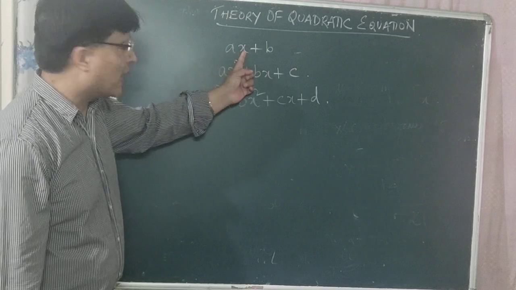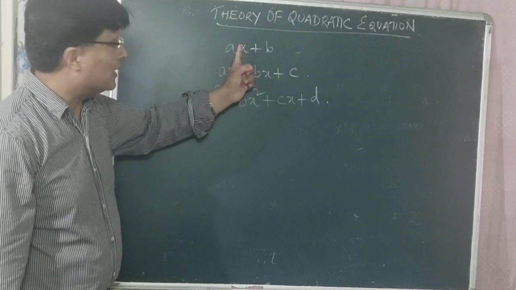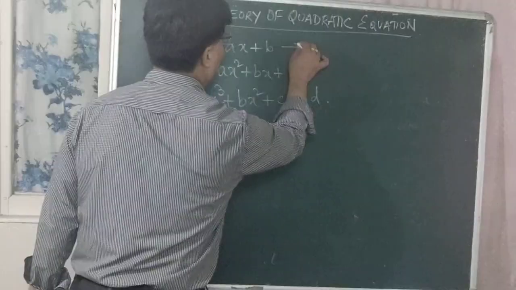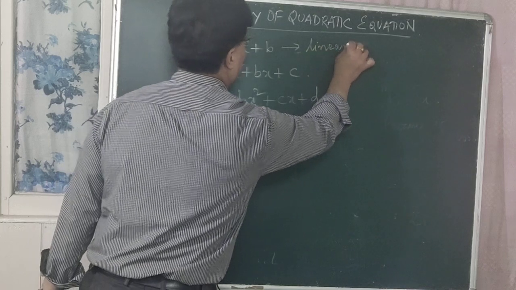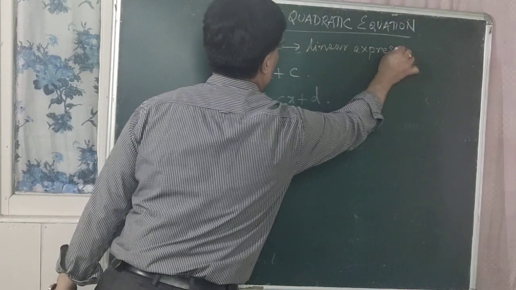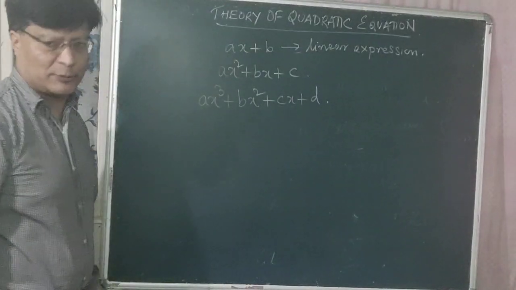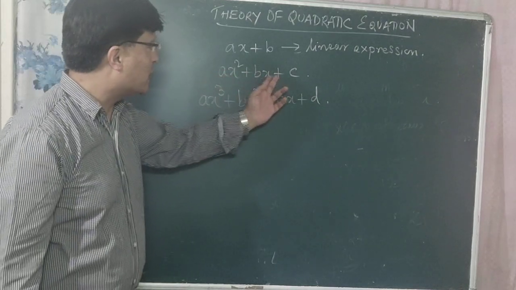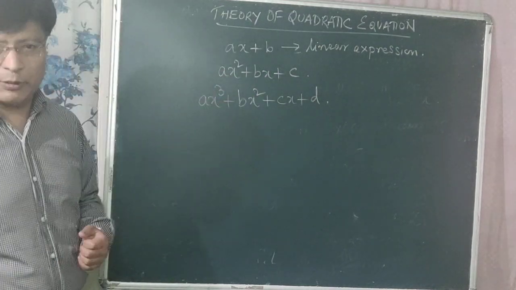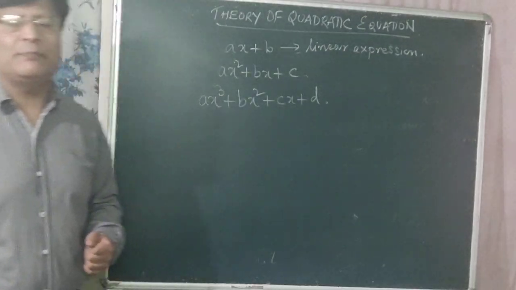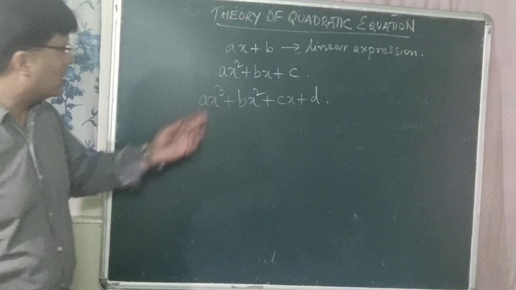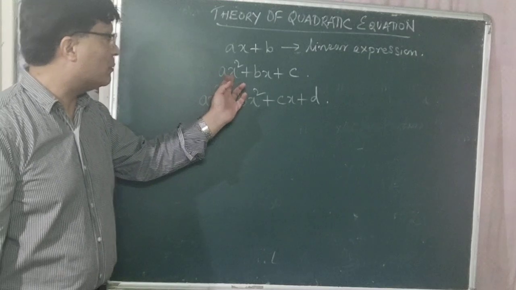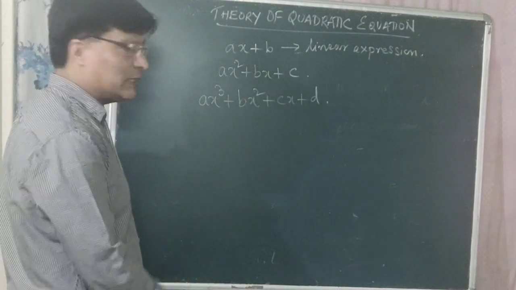In this case the highest power of x is 1, and this type of expression is known as a linear expression. Now second example, there is ax square plus bx plus c. Here also x is the variable, and a, b and c are constants. What is the highest power of the variable here? The highest power of the variable is 2. So this is known as a quadratic expression.